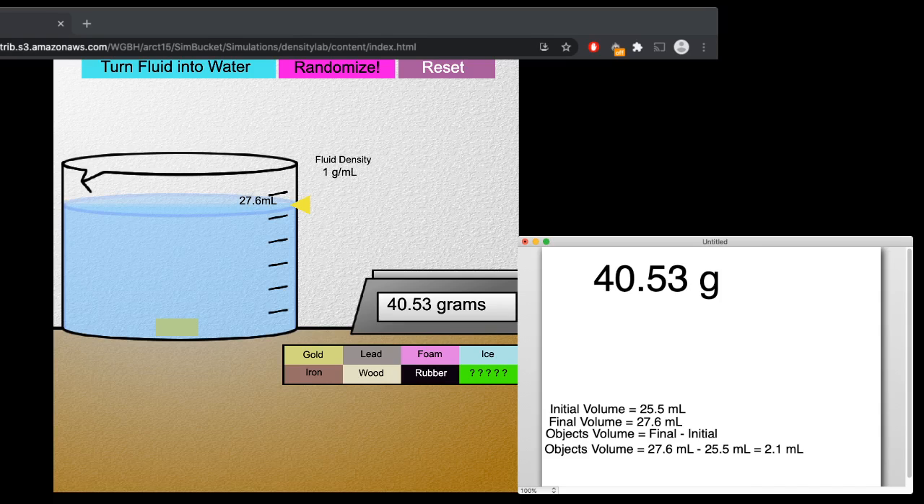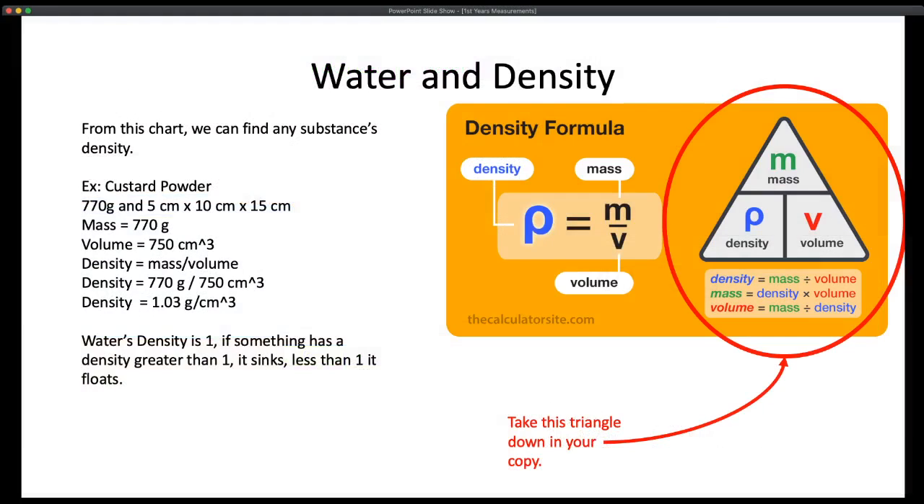So that's important, so let's go ahead and take that down. Place 2.1. So then all we need to do is divide. Remember, if we go back again one more time to our triangle here, we see that to find an object's density, you have the mass divided by the volume.